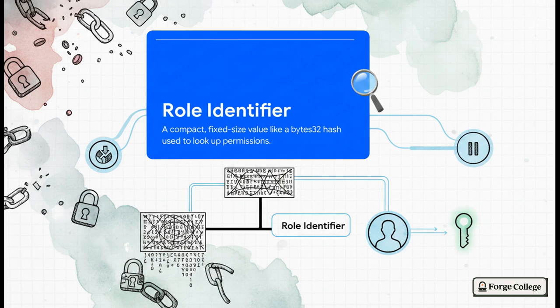But as we know, smart contracts don't read English labels. They read math. So a role is actually a role identifier. It's a compact, fixed-size bytes32 hash of that label. And this is incredibly powerful because it completely decouples the privilege from the person. We are literally separating the identity from the actual permission.